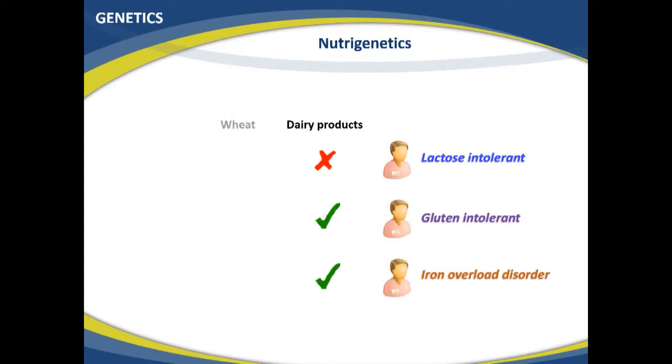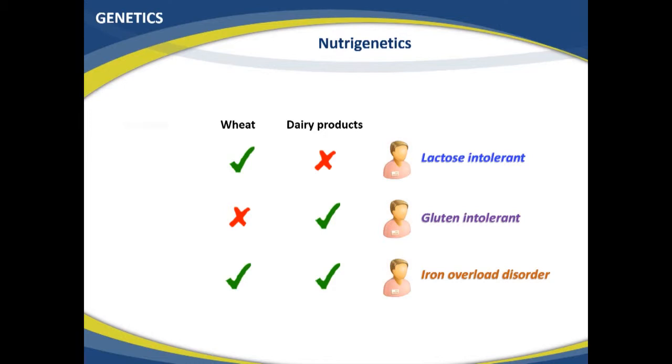Then wheat, maybe wholemeal bread, where you have lots of wheat protein, will not be a problem for a lactose intolerant person. For a gluten intolerant person it's unhealthy, and for the iron overload disorder person, again, it has lots of fiber, it's good for digestion, it's really healthy. So again, this only applies to some people.